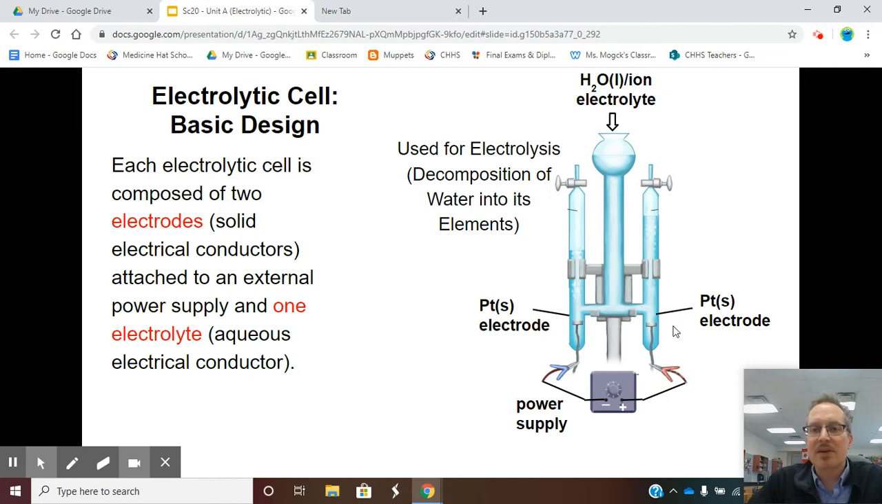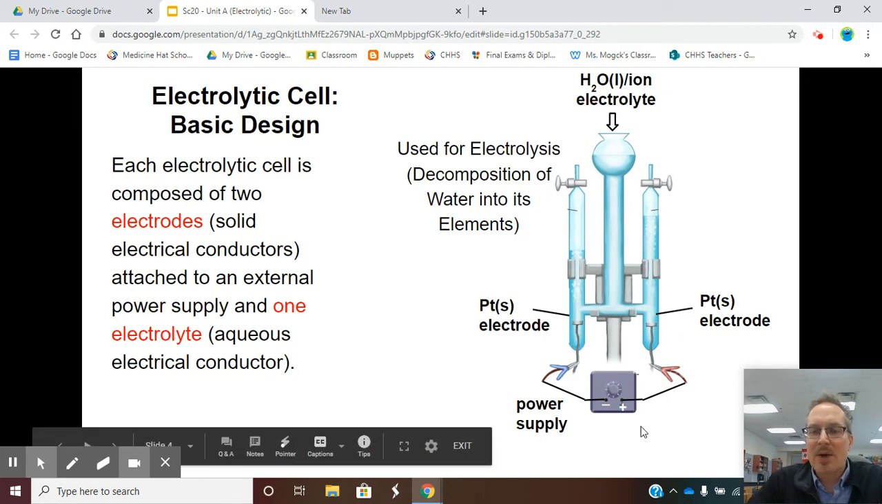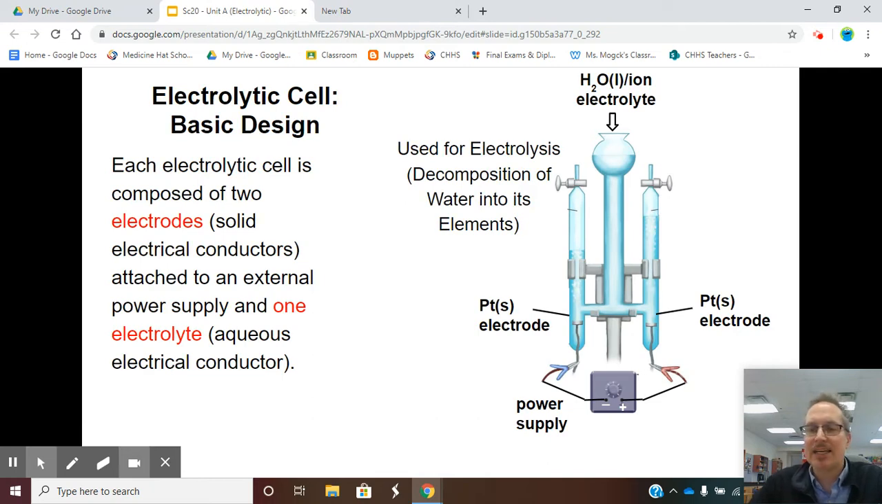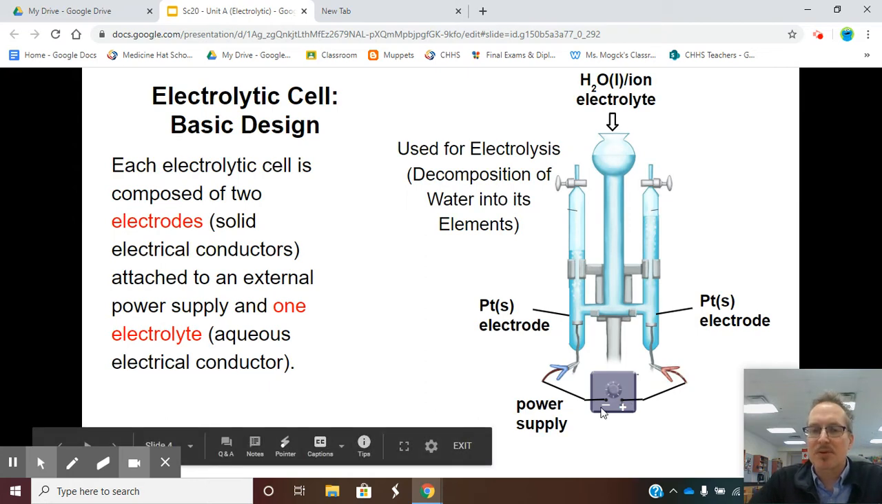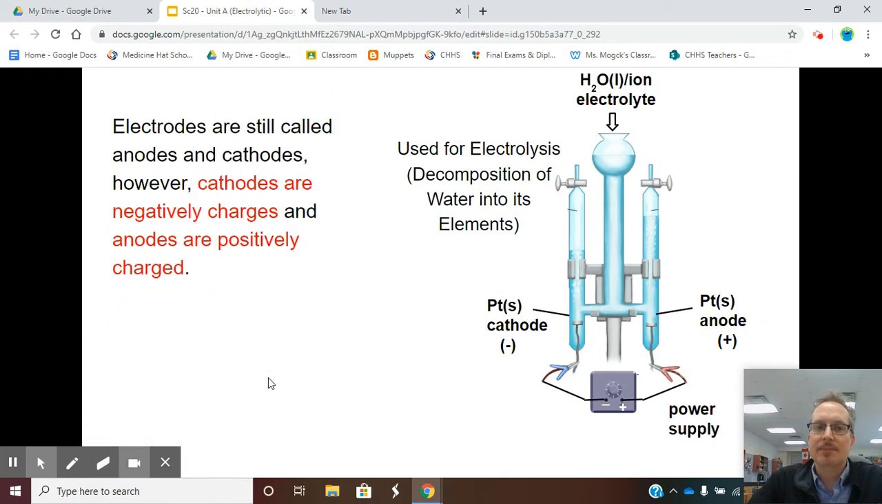The other big difference is you'll notice we need a power supply. Because this is a non-spontaneous reaction, it requires energy for it to occur. Therefore, we have to pump through electricity by putting in some sort of power supply.